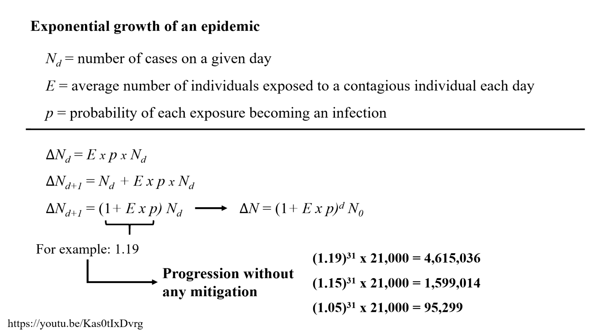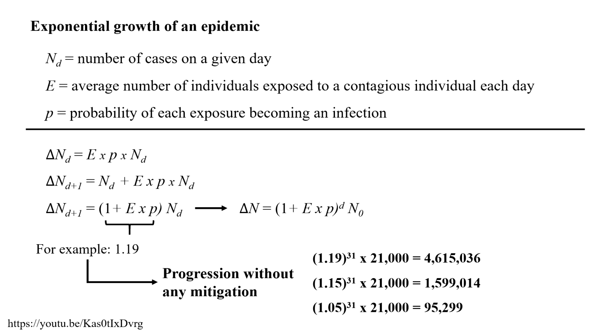After 31 days, with a growth rate of 1.19, we're going to have 4.6 million infected individuals after the end of those 31 days. If I can lower the growth rate to 1.15, after 31 days, I will have 1.6 million people. And if I can lower it even further down to 1.05 after 31 days, we'll have only 95,000 people. So how do I lower the growth rate according to the expression you see here right now?